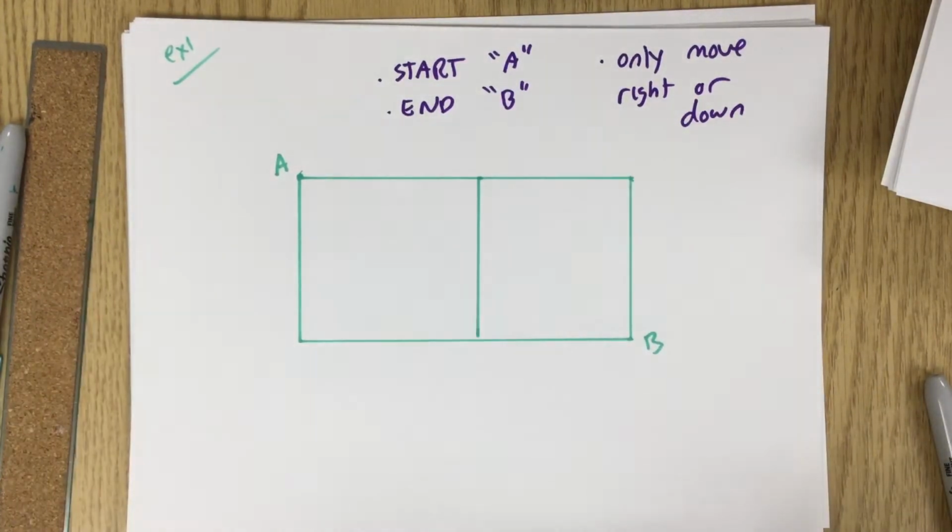And so we have A to B, and we want to know how many ways there are. And for all of these, I would pause the video, try to figure it out yourself, and then start it again and see if you got the right answer.